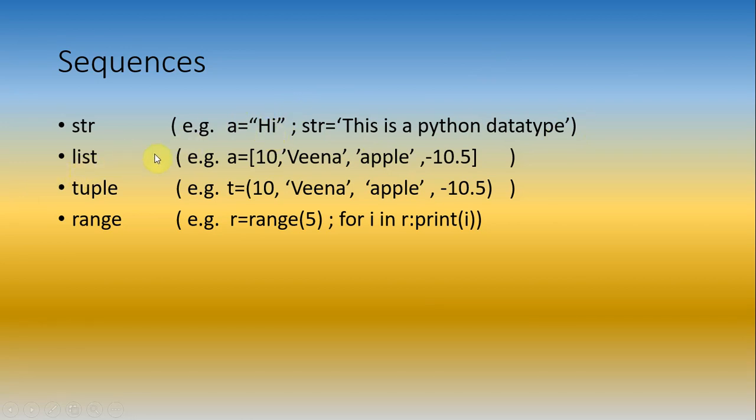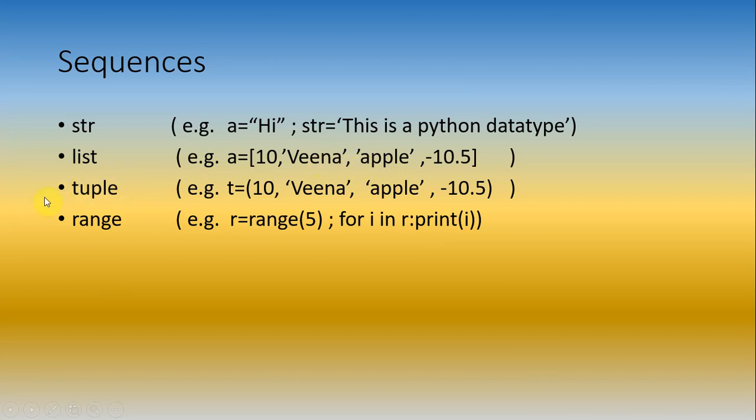A list is a data type which has list elements enclosed within square brackets. These list elements could have either the same data type or different data types. For example, here 10 is an int, Veena is a string, apple is a string, minus 10.5 is a float. List is mutable. That is, its list elements can be changed.